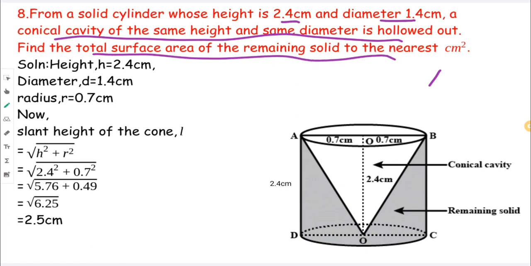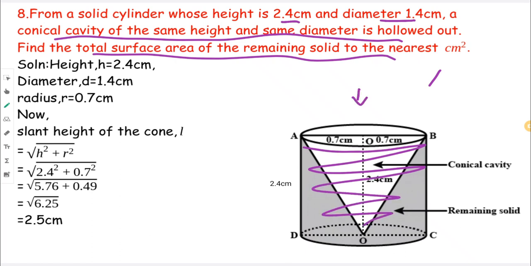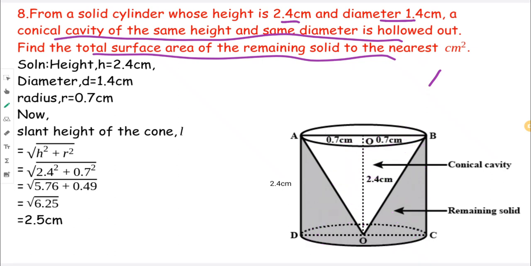So it will be the curved surface area of the cylinder, right? The curved surface area plus, remember, like I told you, inside here the shape of a cone is already there, right? So it will be plus the curved surface area of the cone, right, plus the base area of the cylinder, right? Then that is how we'll get the total surface area of the remaining solid. Okay, so now have a look here.